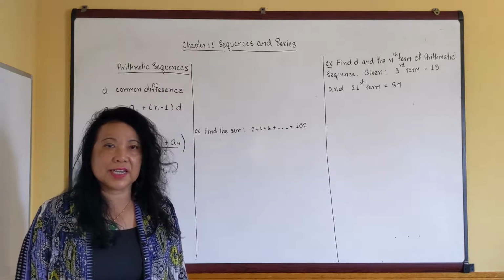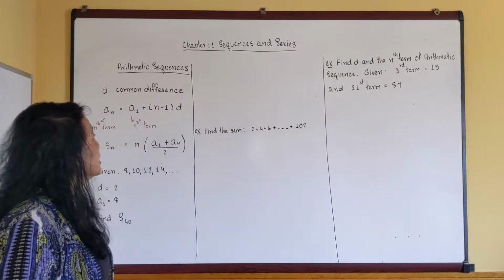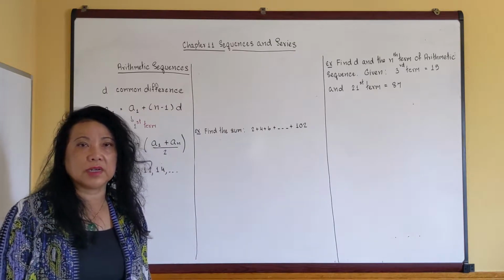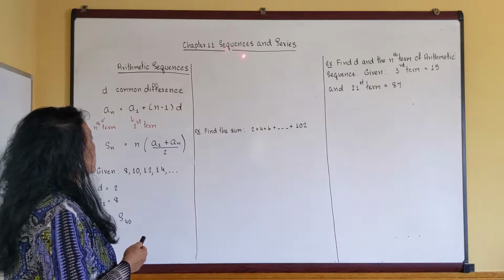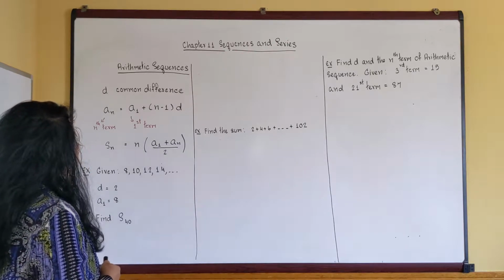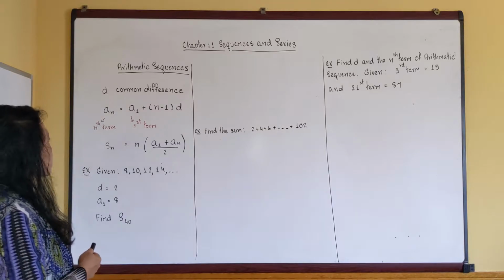Continue our last chapter, chapter 11. This is the last chapter of our pre-calculus. Chapter 11, sequence and series. This one is arithmetic sequence.